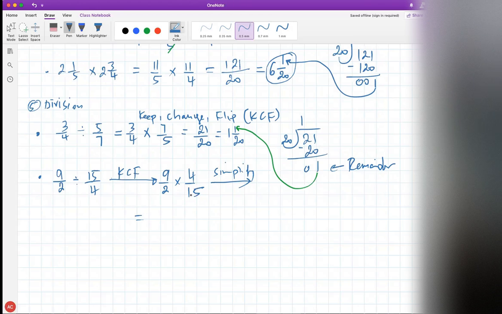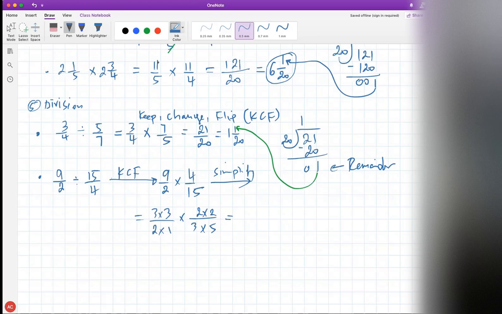With 3, by 3, and this way by 2. So basically 9 is 3 times 3. This one is 3 times 5. This here is 2 times 1 and 2 times 2.